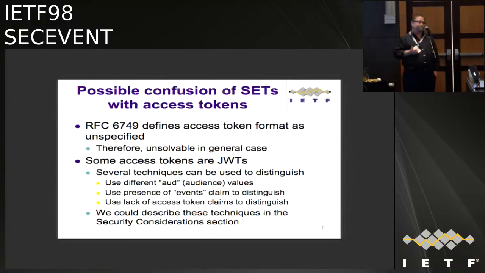Ben Kaduk: If you're looking for something that's non-conforming to current use, you could go trivially outside of JOT, like just put a capital S in front of it or something. I don't know.